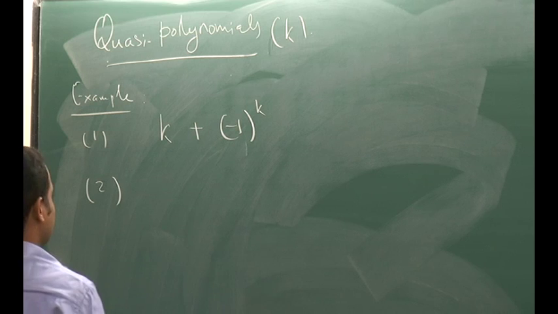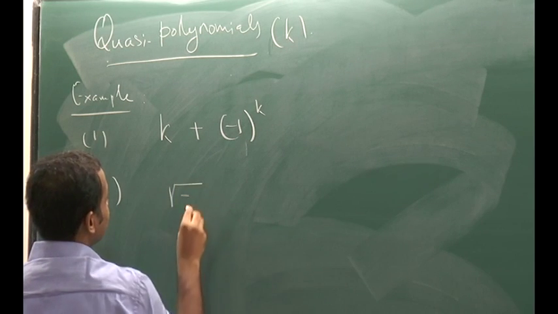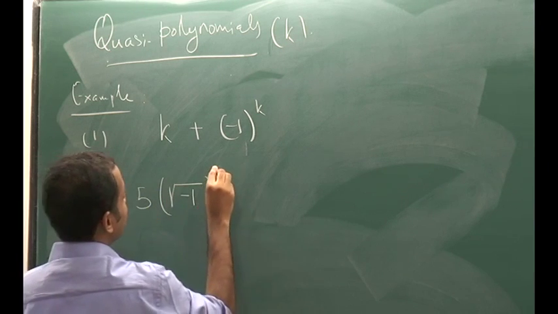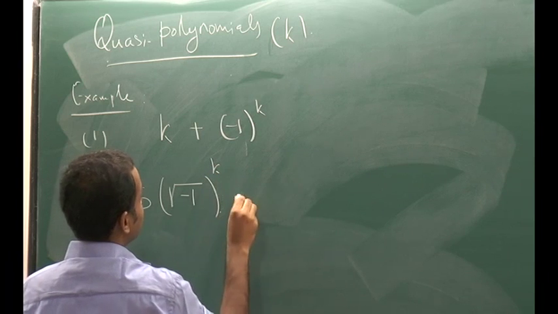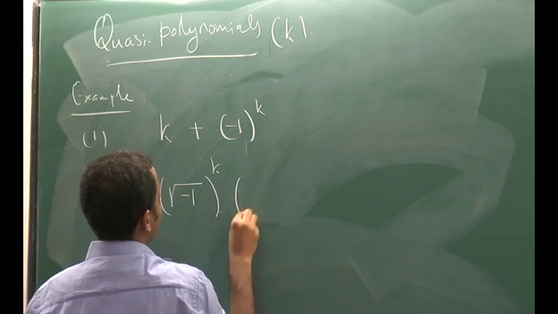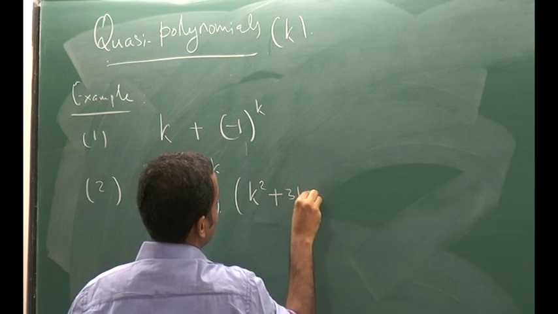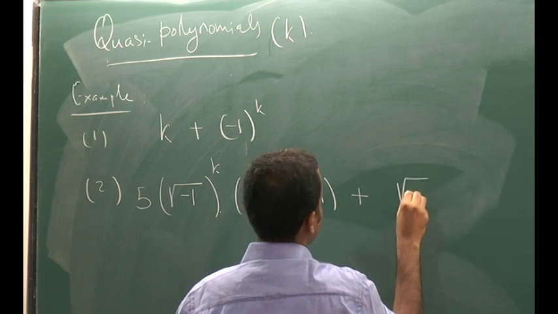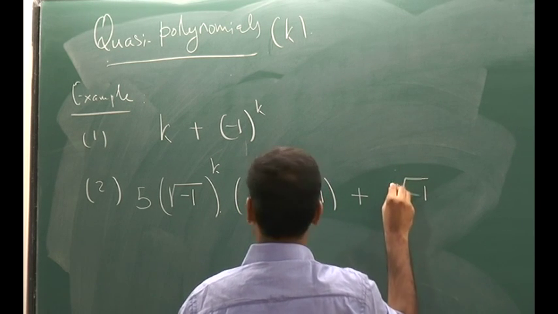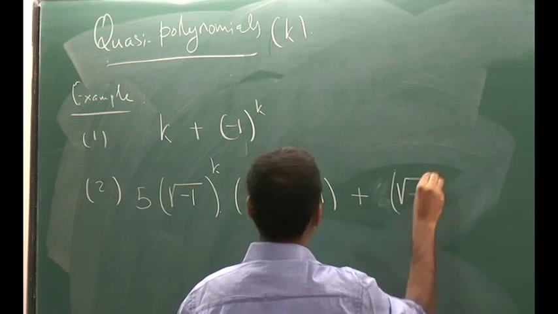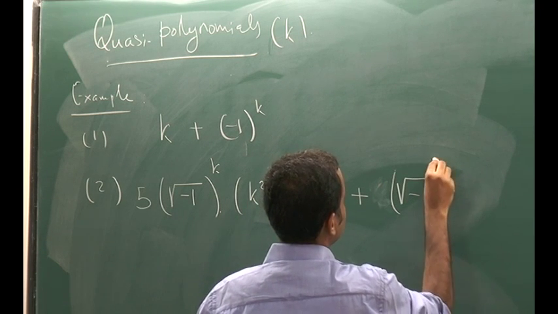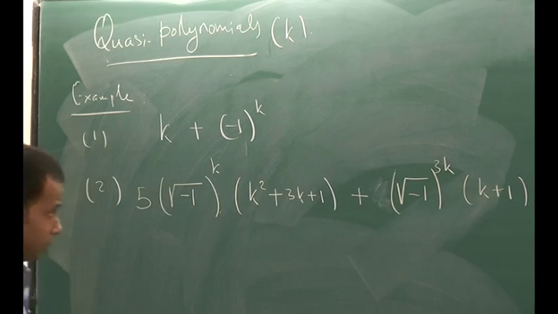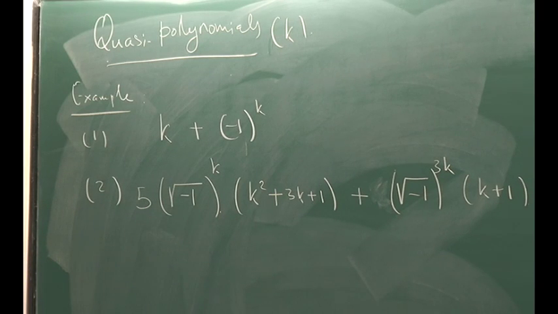Second, similarly, 5 times (-1)^k times (k squared plus 3k plus 1), plus some other power of (-1) times 3k times (k plus 1). So this is also a quasi polynomial, though we can reduce this further, but this is a quasi polynomial.